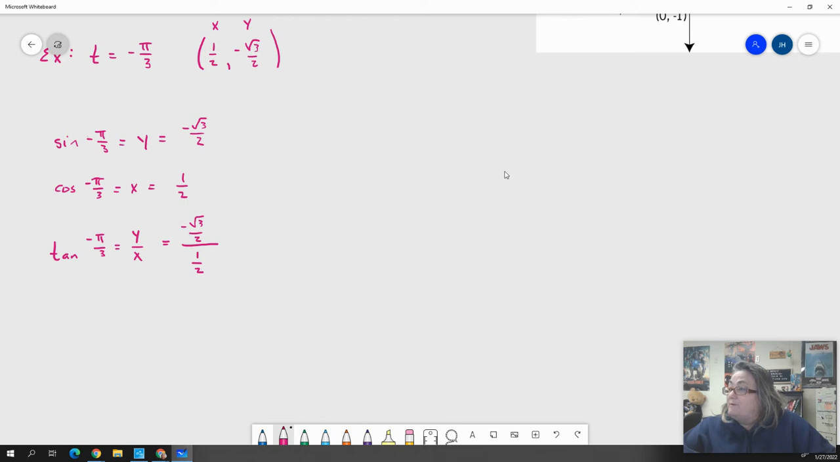over 1/2. And so I am going to have to fix that, right? I'm going to have to multiply my negative radical 3 over 2 times the reciprocal of 1/2, because that's how we deal with division of fractions. Sorry, the reciprocal of 1/2 is 2 over 1. And then we can just multiply those together, right? And so I get negative 2 radical 3 over 2. The 2's cancel, right? 2 over 2 is just 1. I'm left with negative radical 3.